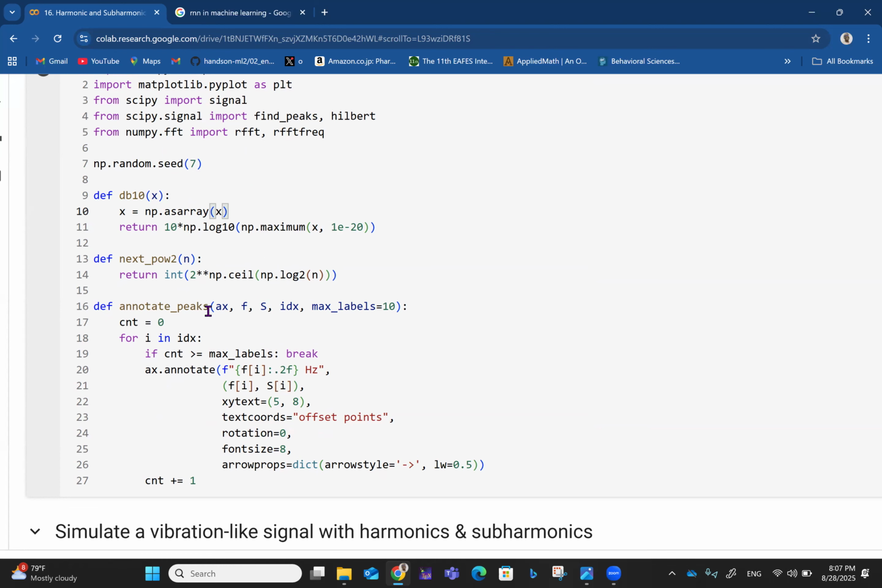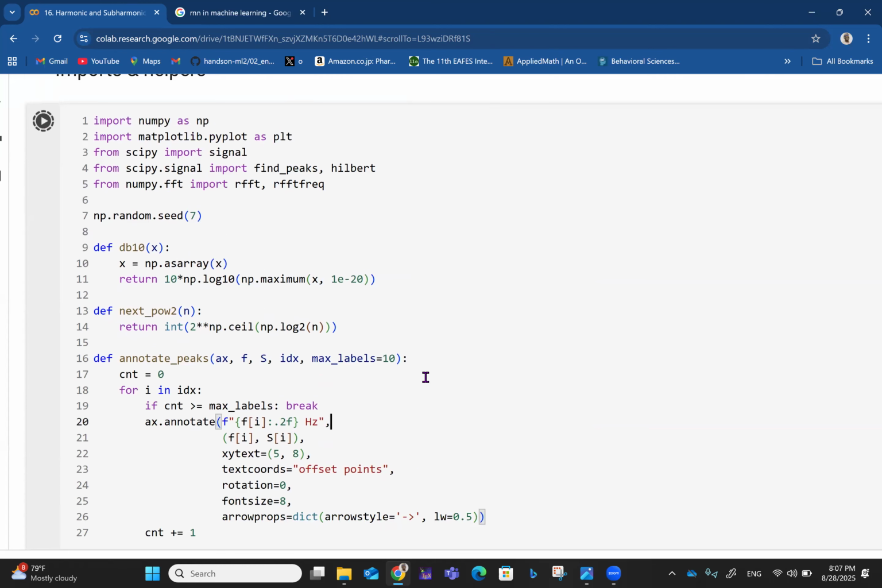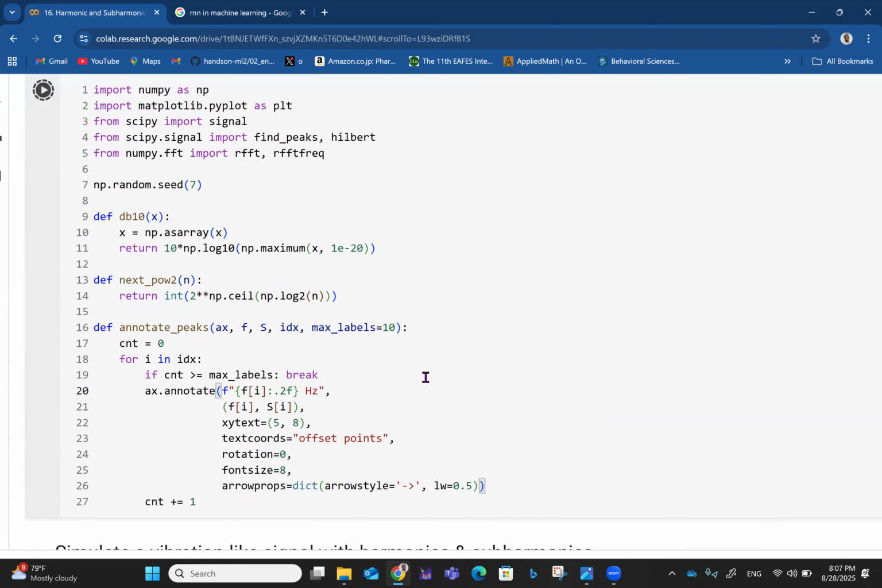Then you also have annotate_peaks. You have this code going on. Don't forget to run it. Of course, you won't get a result from this one first because it is just a preparation for other things we have to do in the process of this.